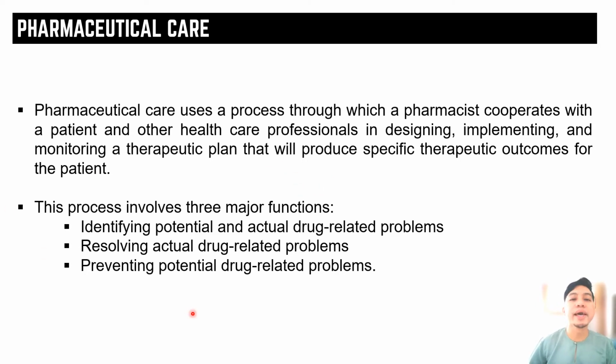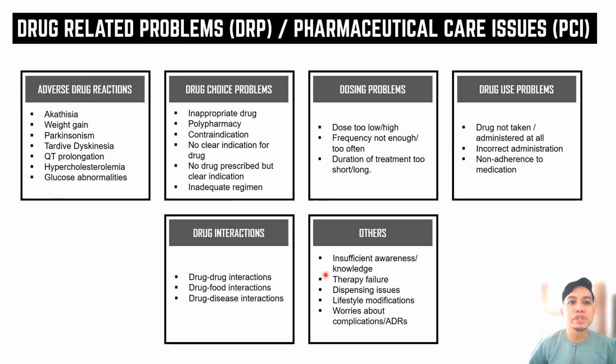In pharmaceutical care, we need to identify any drug-related problems, known as DRP, or any pharmaceutical care issues, and give resolutions or do some prevention. Drug-related problems, or DRPs, are defined as problems in the pharmacotherapy of individual patients that actually or potentially interfere with desired health outcomes. This slide shows among the most common DRPs, which are adverse drug reaction, drug choice problems, dosing problems, drug use problems, and drug-drug interactions.